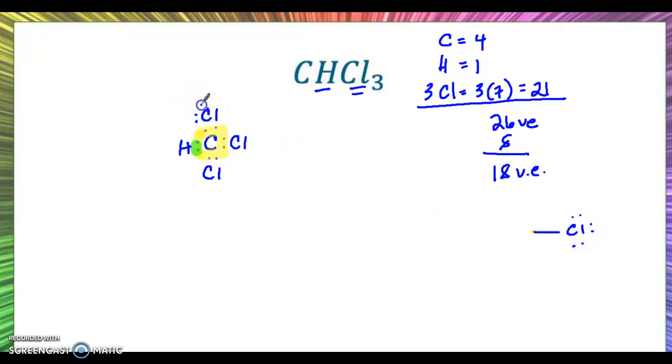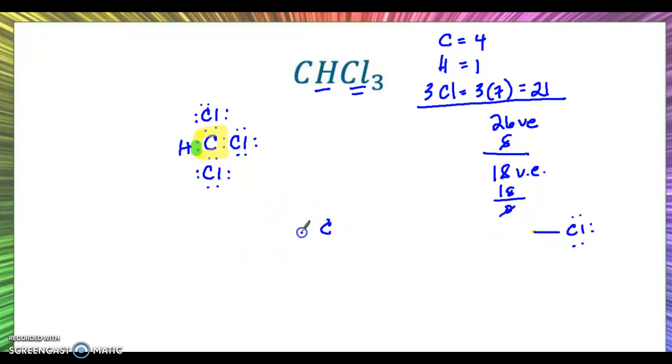I'm going to put 3 lone pairs around each chlorine. So there's 6. There's another 6, that's 12. There's another 6, that's 12 plus 6 is 18. And I have placed all the valence electrons. Okay.